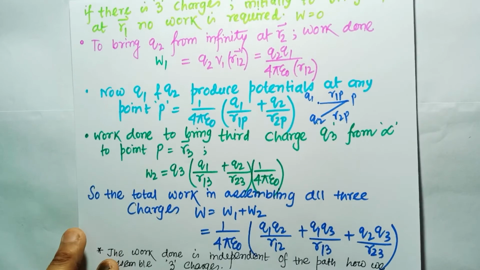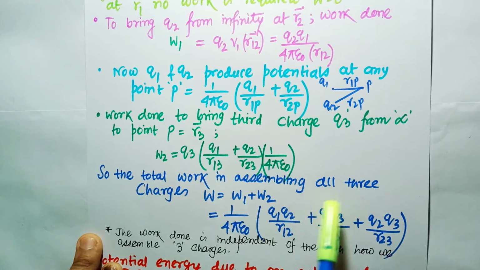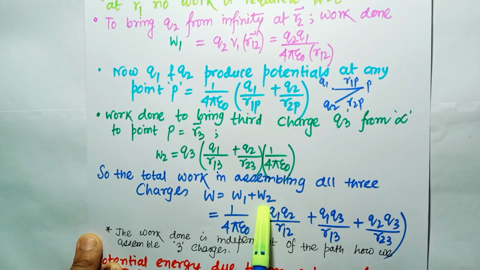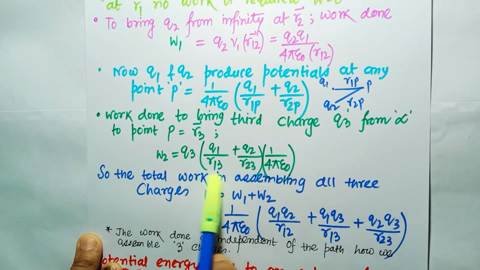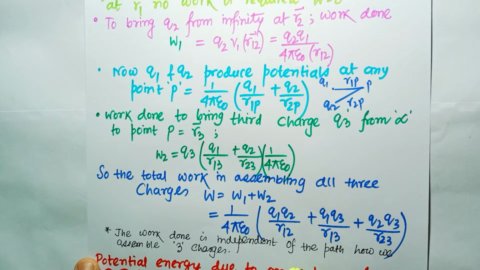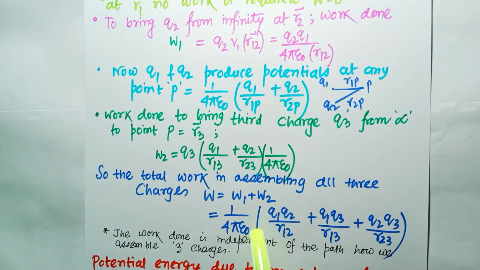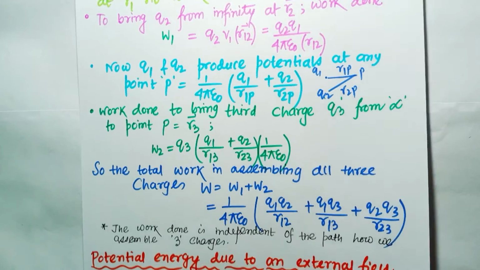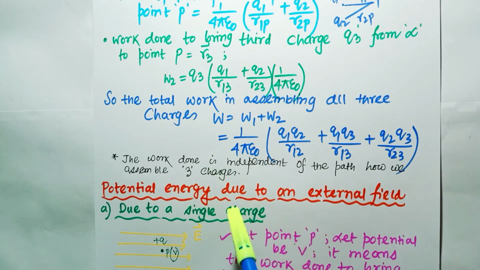So the total work in assembling all three charges is W is equal to W1 plus W2. If I add up all the work done, this is the potential energy for the combination of the three charges: 1 by 4 pi epsilon naught times Q1 Q2 divided by R12 plus Q1 Q3 divided by R13 plus Q2 Q3 divided by R23. The work done is independent of the path, as before, however we assemble the three charges.